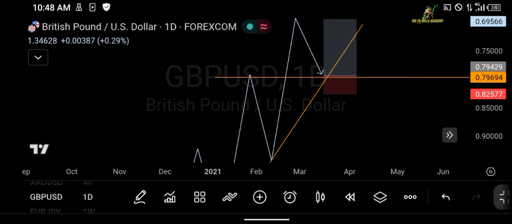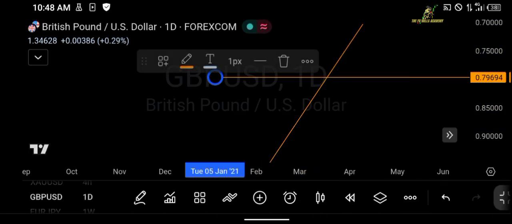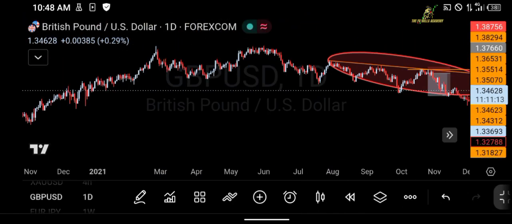So to be on the safe side, your stop loss must be below the trend line. It must be below the trend line, so that we can get the full potential of hitting our take profit. So now I'll be going to the charts to give us a real example using GBP USD.